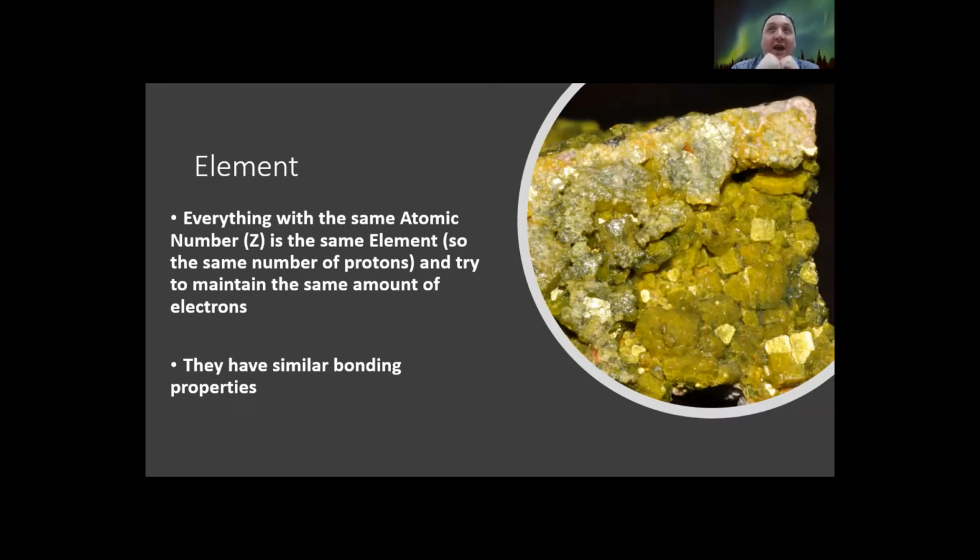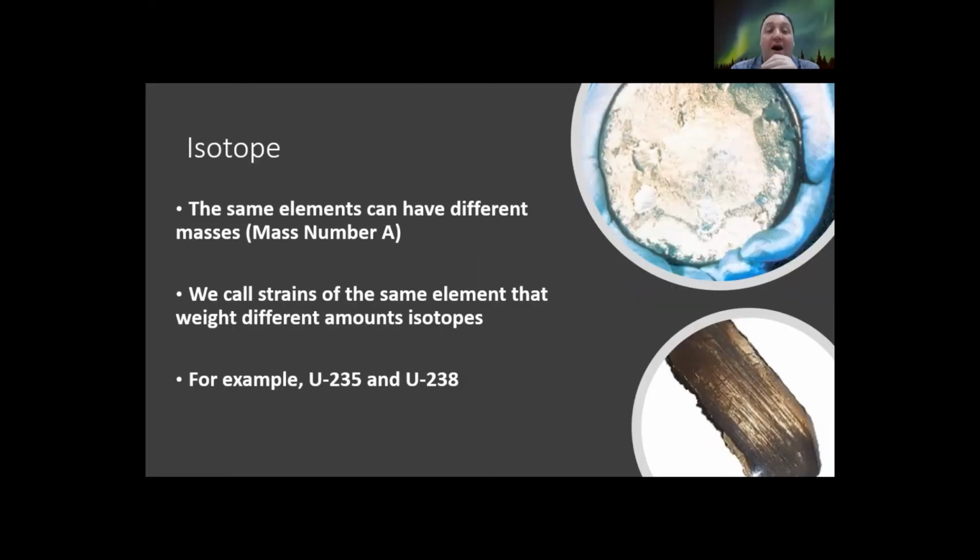An element is everything with the same atomic number or number of protons. Elements have a lot to do with individual properties, bonding properties, and general characteristics of the atom. Isotopes have the same number of protons, i.e. atomic number, but they have different mass numbers since they have different numbers of neutrons. These different strains of the same element are called isotopes, and they can look slightly different and they can have different properties.